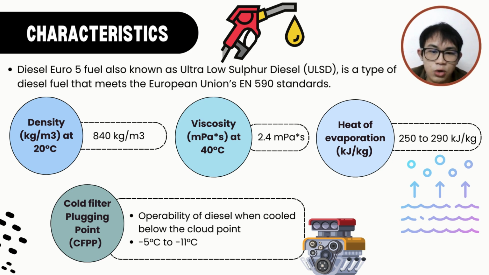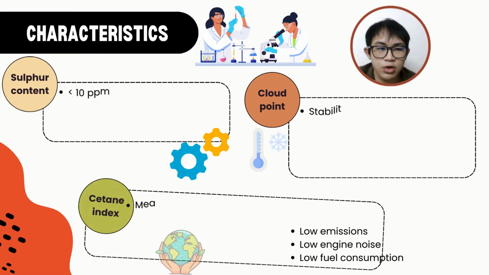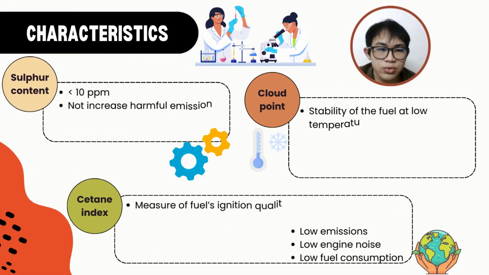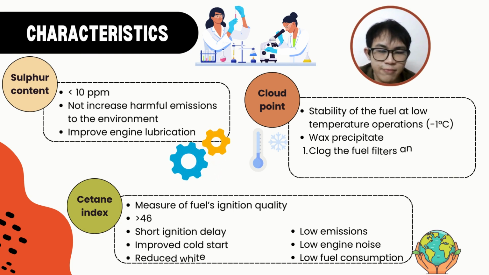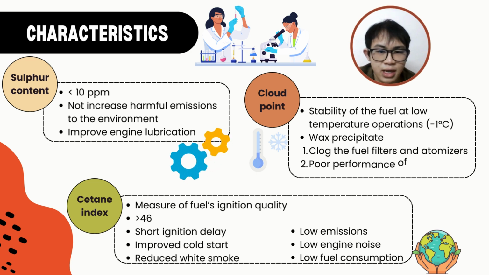And fourth is the cold filter plugging point (CFPP), which indicates the operability of diesel when cooled below the cloud point. It is around -5 degrees Celsius to -11 degrees Celsius. The sulfur content of diesel is limited to less than 10 ppm. Hence, the use of diesel will not increase harmful emissions to the environment and also improves engine lubrication.